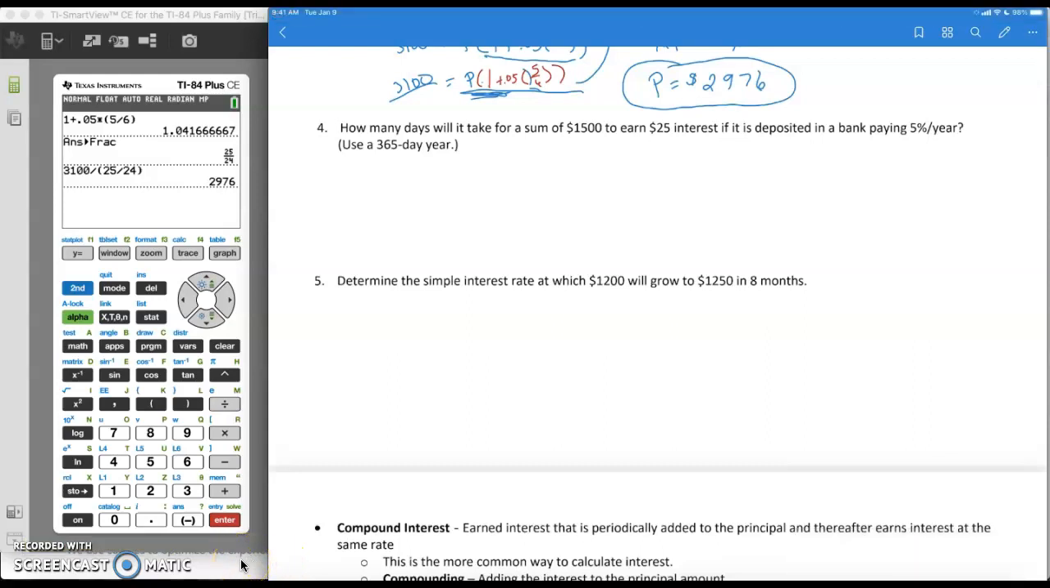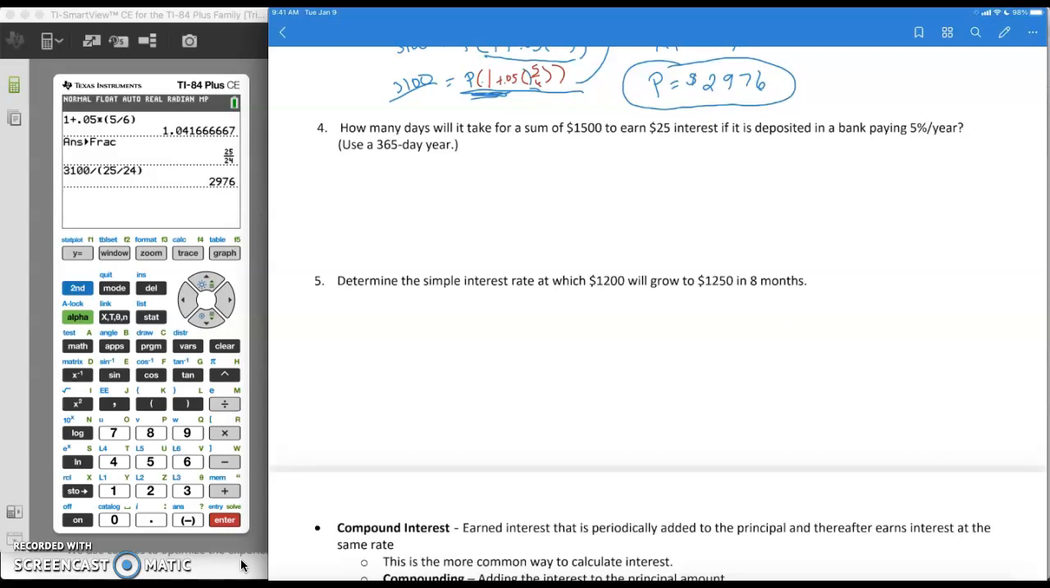Okay, let's continue with our simple interest problems examples. Number 4 says, how many days will it take for a sum of $1,500 to earn $25 in interest if it is deposited in a bank paying 5% per year, use a 365-day year? Okay, so we're basically solving this equation for every one of the variables that we could possibly imagine, because you could get asked to do that in your homework and on a quiz or on a test.